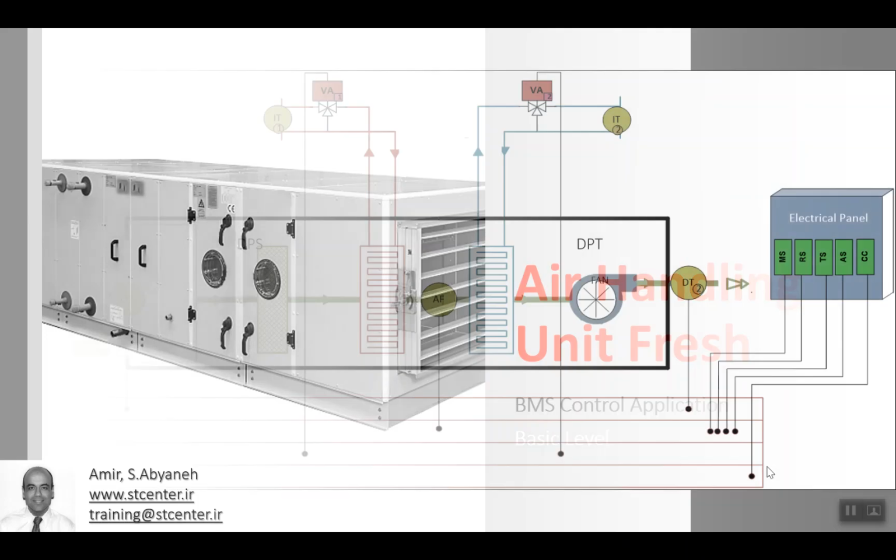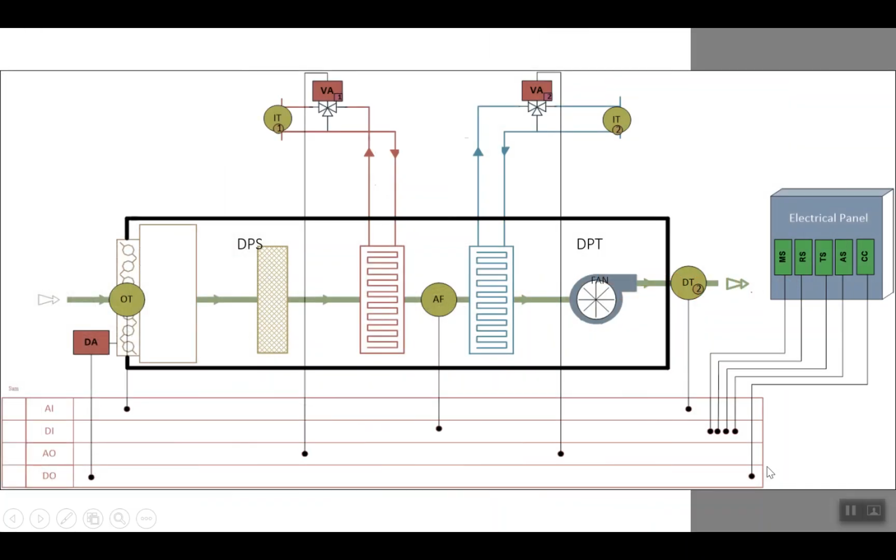Okay, let's start. As you see, this is a schematic figure of the air handling unit fresh air type. In the design phase, we should figure out the IO table and also the list of material. List of material includes the sensors, actuators, drives, valves, and so on. Okay, so let's start with the beginning.